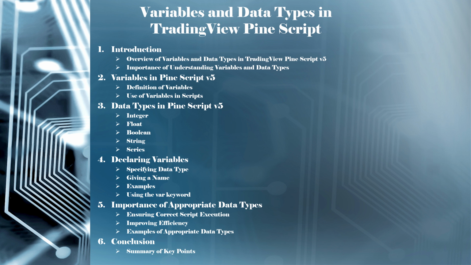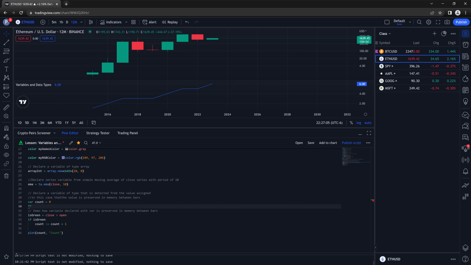In TradingView PineScript, variables and data types are used to store and manipulate data in your script. Understanding how to use variables and data types is essential for creating effective and efficient scripts. A variable is a named storage location in the memory of a computer that can hold a value. In PineScript, variables are used to store values such as prices, indicators, and other data that is used in the script. PineScript version 5 supports several data types.